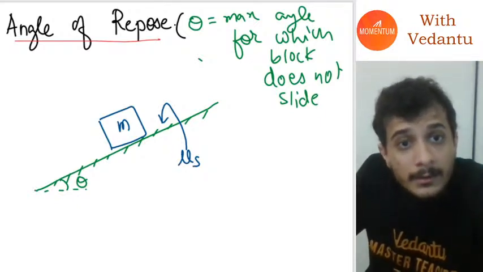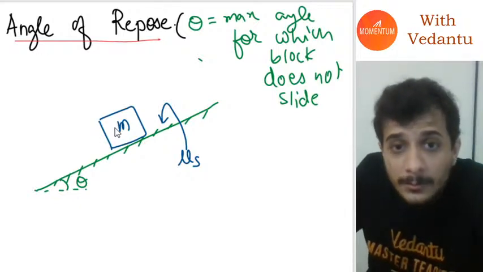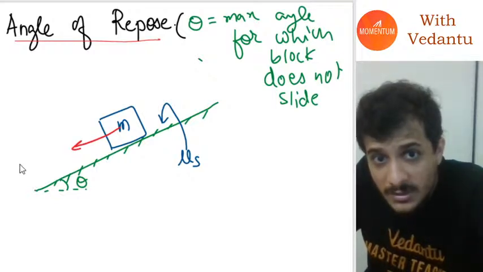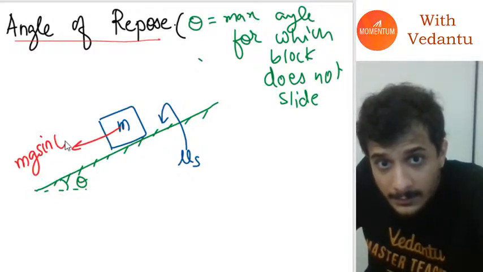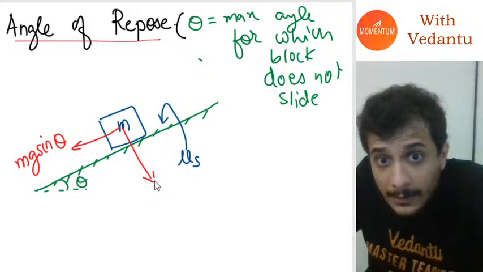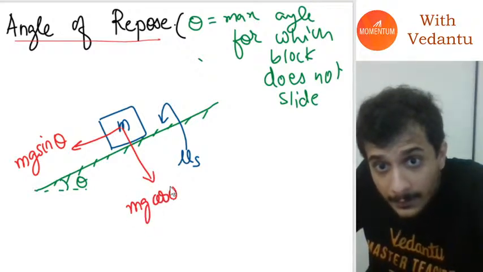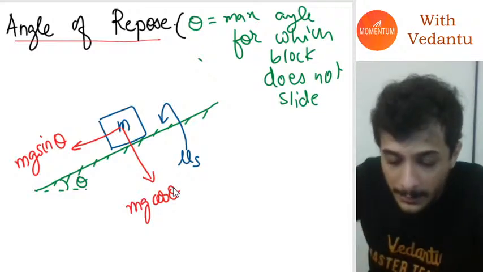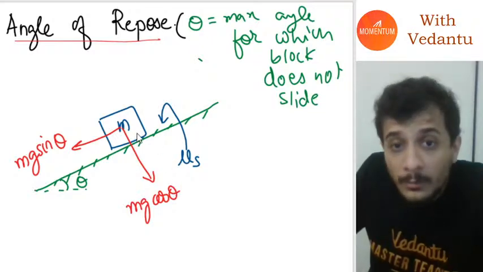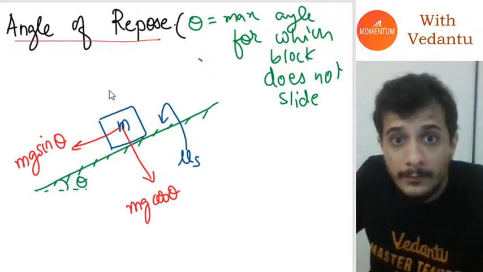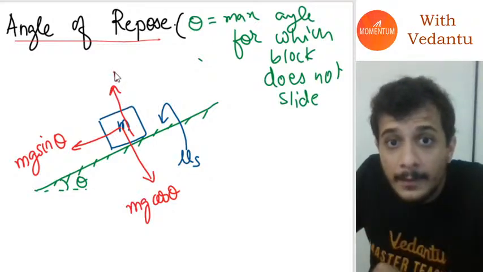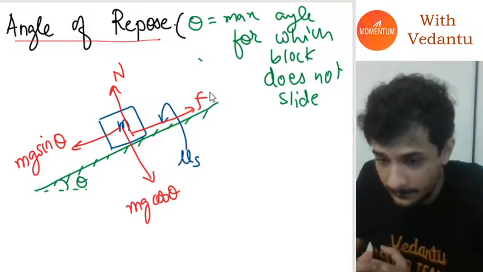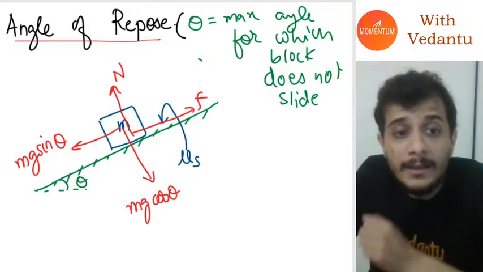So what you can say here is, guys, that this block will feel two different forces. First, it will feel mg sine theta in this direction, and it will feel mg cos theta in this direction. These are the components of mg along and perpendicular to the plane. Also, at the same time, this block will feel the normal reaction in this direction and force of friction in this direction.